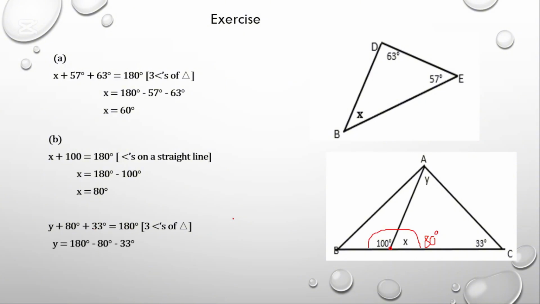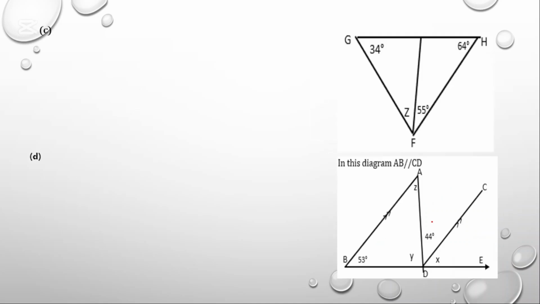And in our next step we subtract, and in the last one we have the answer. So y is equal to 67 degrees. And once you add up 67 plus 33 plus 80, you must get 180 degrees. Next one.